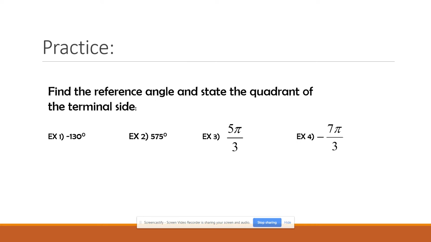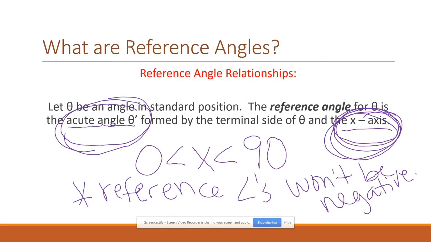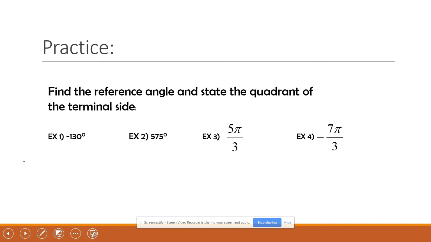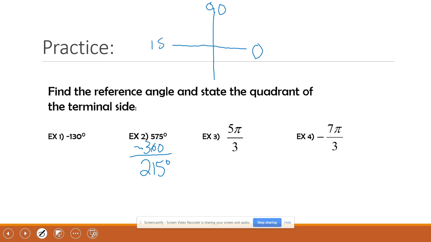Next is 575. Well, we know 575 is more than 360. So I'm going to subtract 360 to find out how much more is 575. Well, that's a full circle plus another 215 degrees. This is a positive angle measure, so we're going counterclockwise. 270. And 215 is going to be roughly about right here.